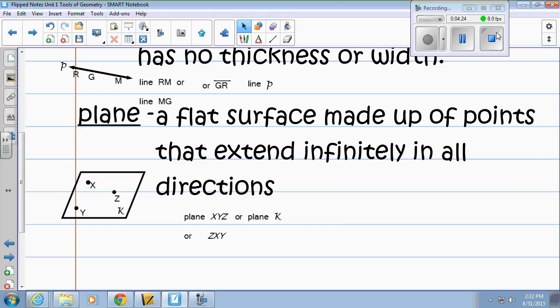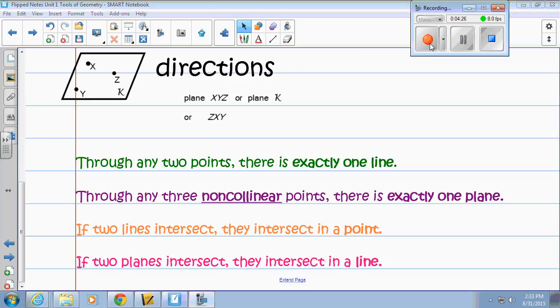All right, so let's pause for a minute there. Some related corollaries that stem from the definitions of points, lines, and planes are that through any two points, there is exactly one line. You need to know that. Through any three non-collinear points, meaning points that don't lie on the same line, there is exactly one plane. If two lines intersect, they will always intersect in a point, and if two planes intersect, they will always intersect in a line. My question to you to think about for next class is, what happens when three planes intersect in one spot?